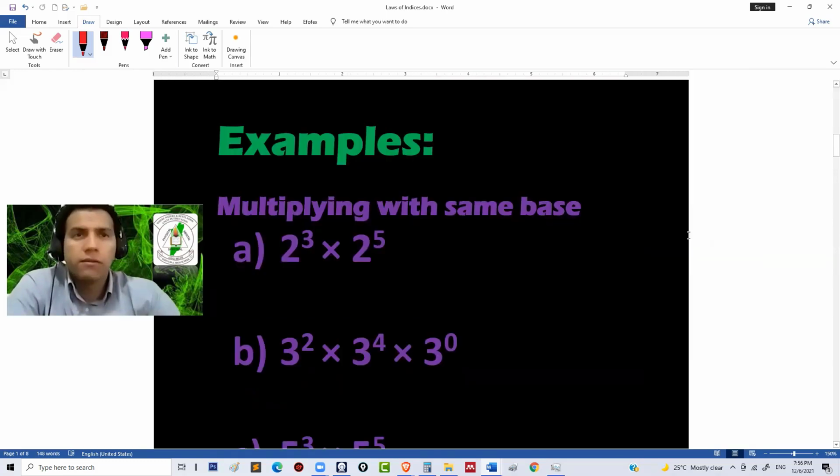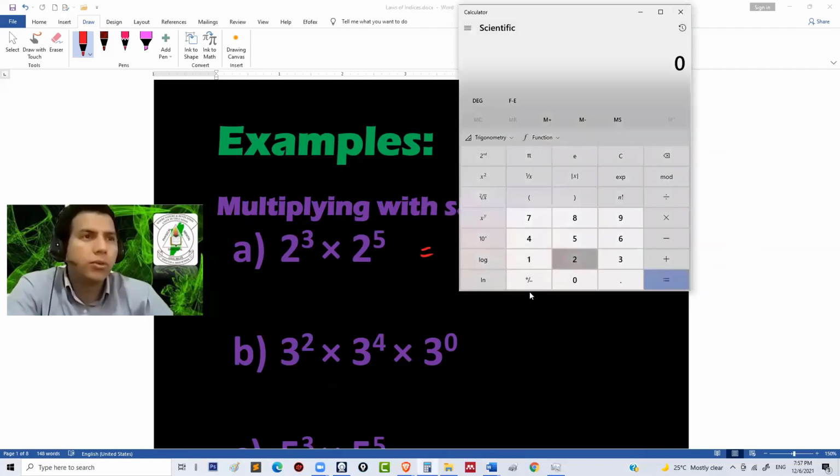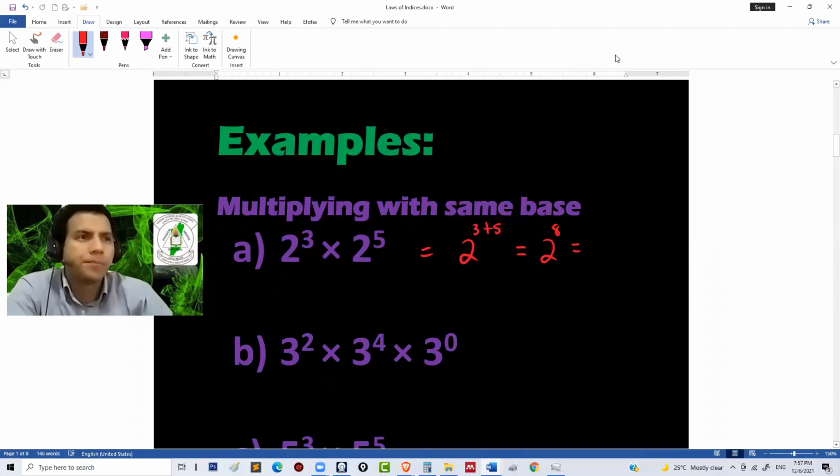Let us focus on the first example here. When we're multiplying with the same base, the base here is 2. We will have 2 to the 3 plus 5. When we are multiplying, we'll add the power. So 2 power 8. We'll grab our calculator and we'll do 2 power 8. 2 power 8 is 256.